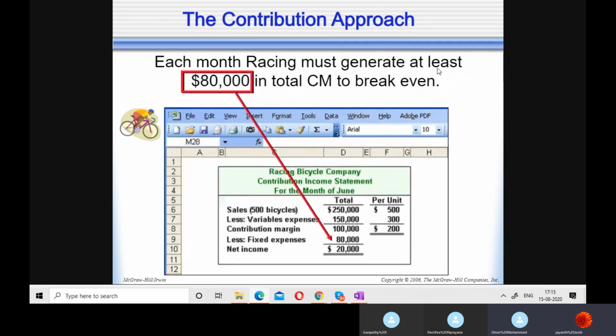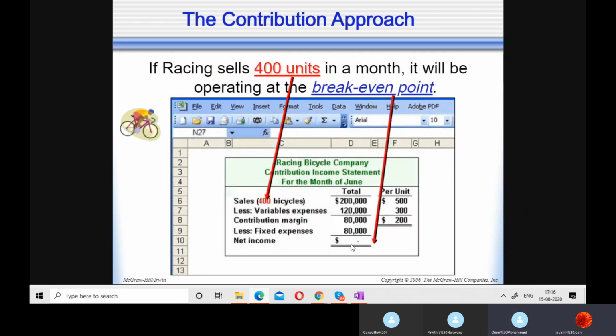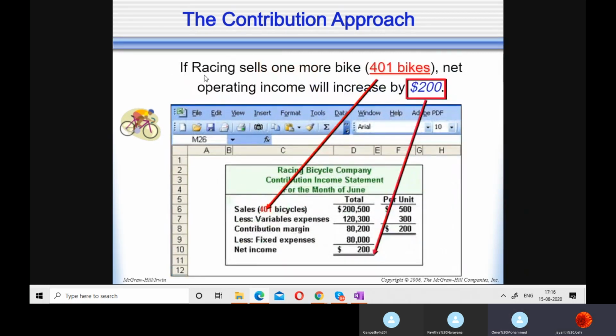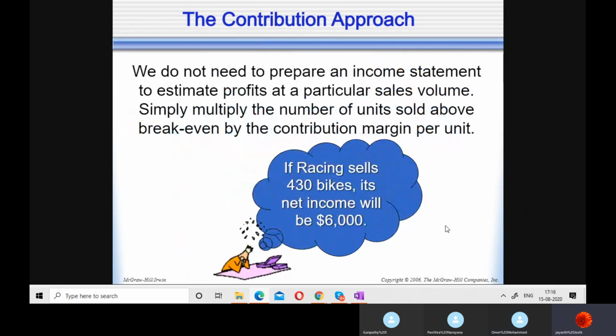Now each month Racing must generate at least this much to break even. Why? If my contribution is 1 lakh, I'm getting profit. But what if my contribution is 80,000? Then I'll get the break-even point as 0. So if Racing sells one more bike, net operating income will increase by 200. That means above the break-even point, if you sell even a single bike or single unit of your product, you will be at profits. That is the ultimate concept here.